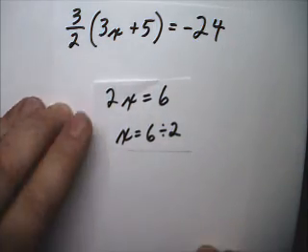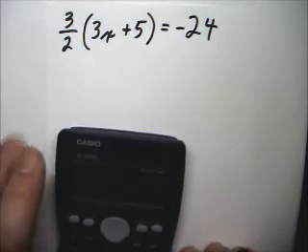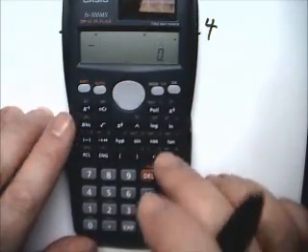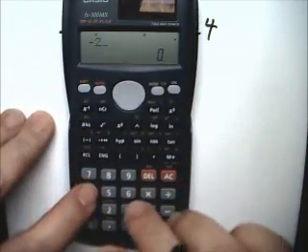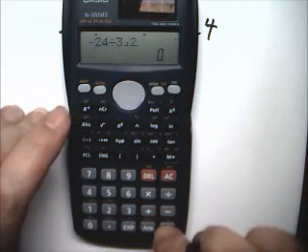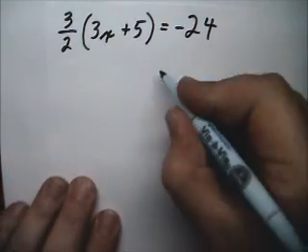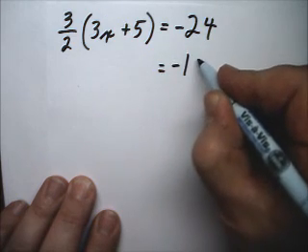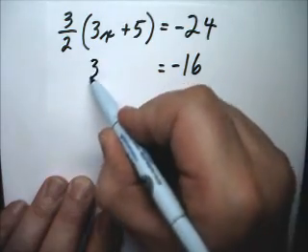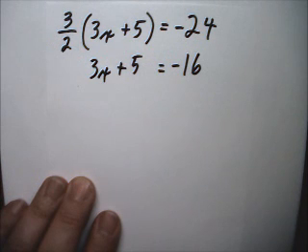So instead of multiplying by the reciprocal, which certainly is valid, I am just going to do -24 divided by 3/2. And that's -16. And this is 3x plus 5 equals -16.